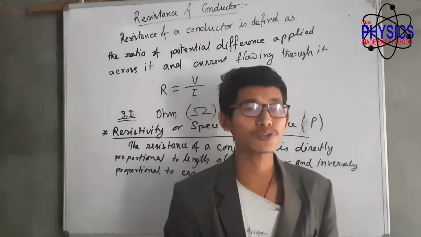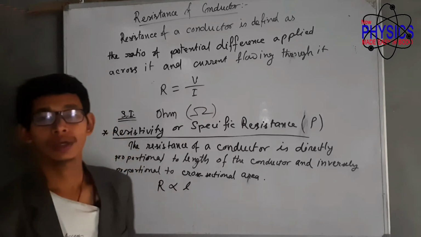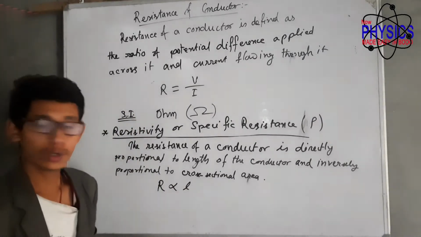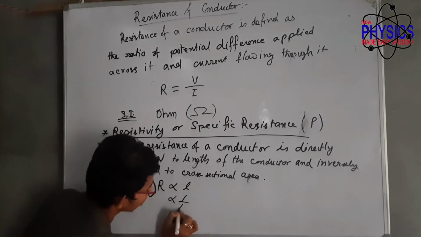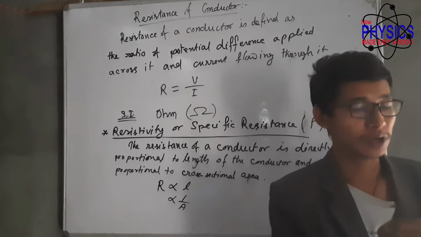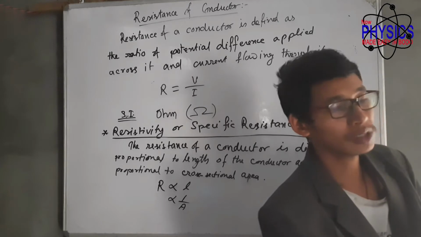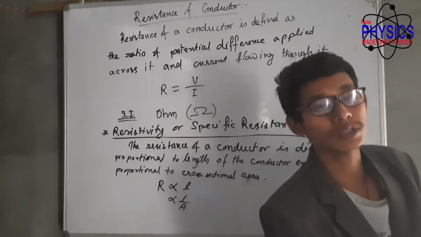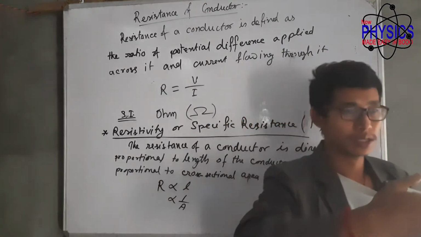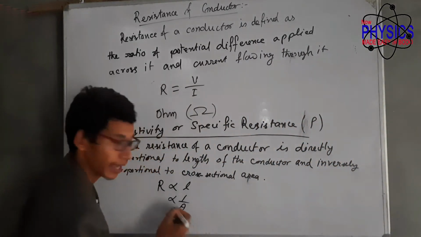What is the meaning of this? Directly proportional means resistance is directly proportional to length of the conductor. And inversely proportional to cross-sectional area. What is the meaning of cross section? Suppose this is a conductor, and if you cut it perpendicularly into a small piece, you will get a small circle. The area of this circle is the cross-sectional area. This is not oblique, it is straight, perpendicular. So it is A.